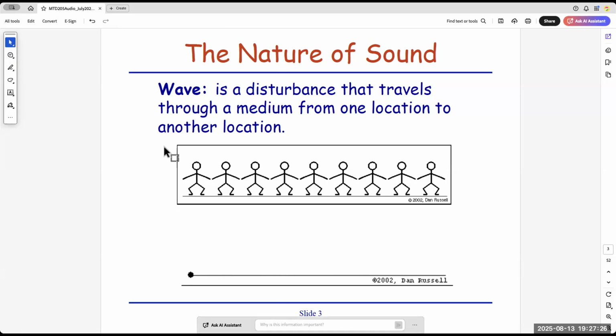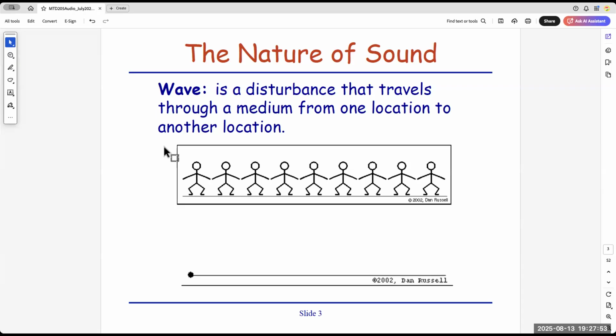So let's talk about what is sound. This course, as mentioned, is about sound technology, how sound arises. But before we talk about how sound arises, let's talk about what is sound. This may have been covered in your secondary school science subject, but if not, it's okay.